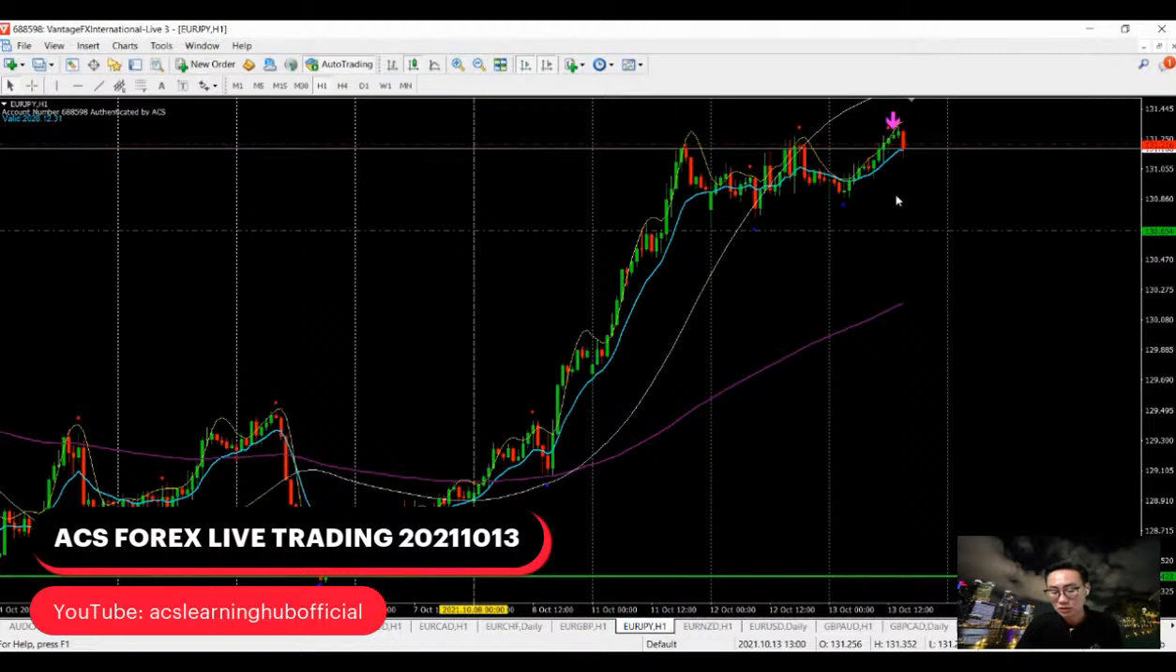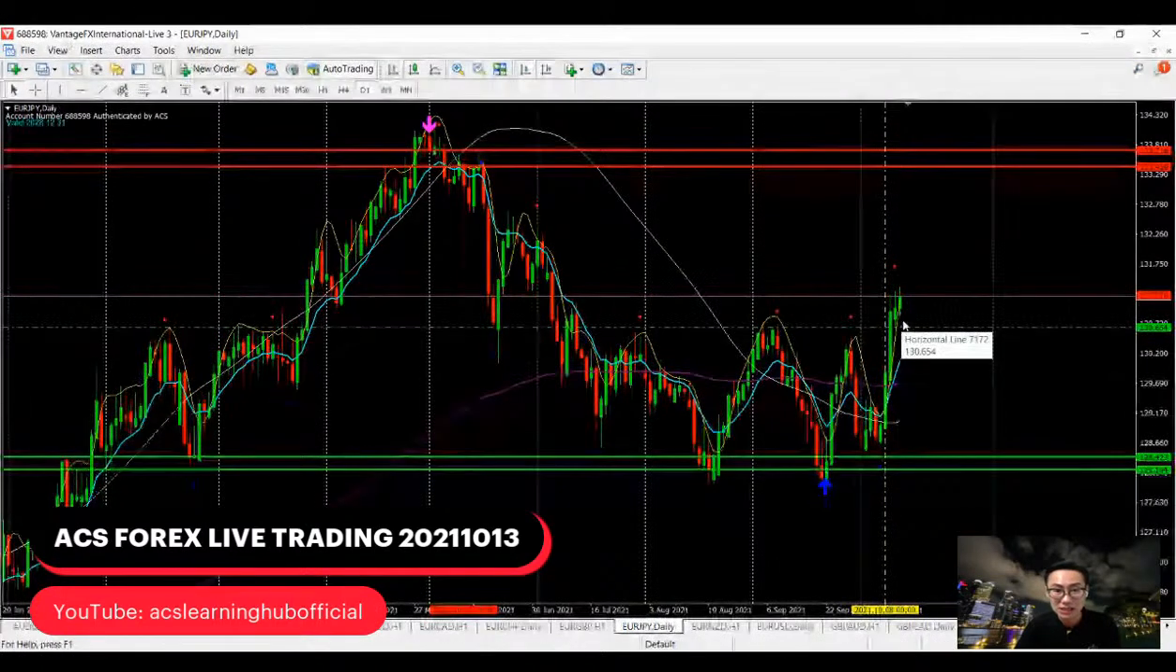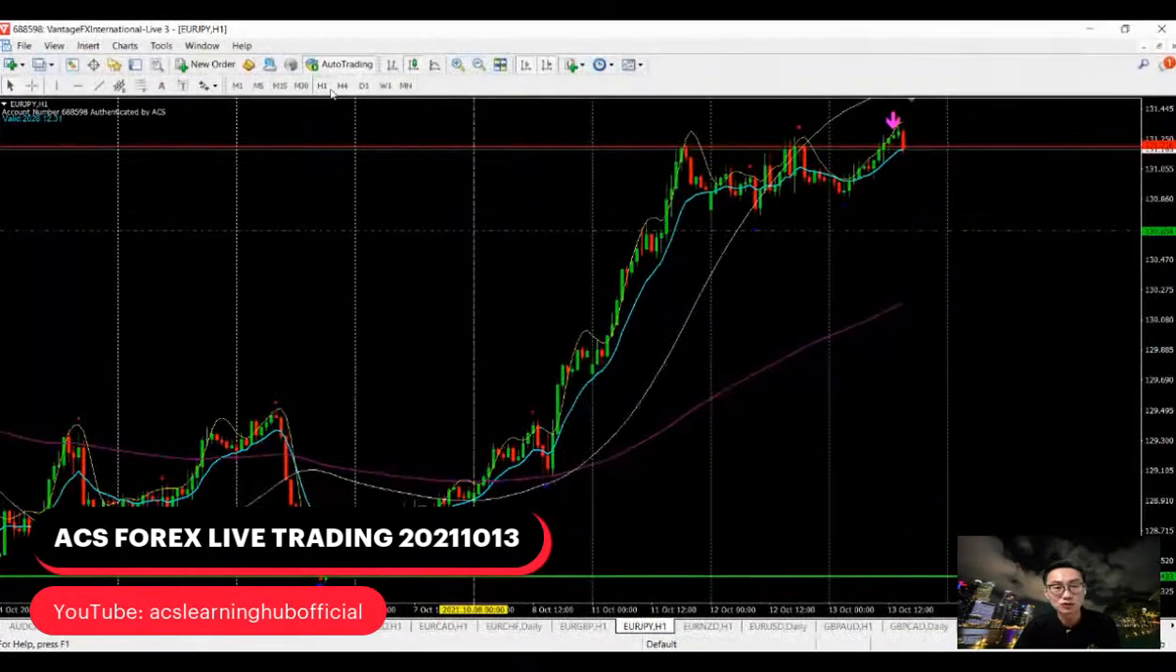So euro yen, we can pay attention tomorrow since it has been going up for so many days. The retracement up there is coming to the end, coming to a transition. This is a transition area where it's turning to break the support over here and turn down to short. So very highly possible.